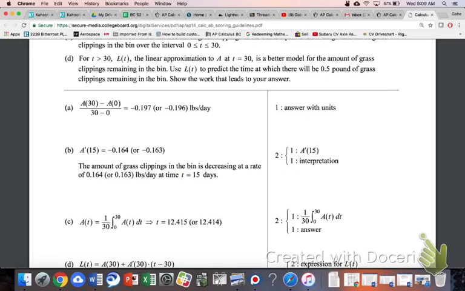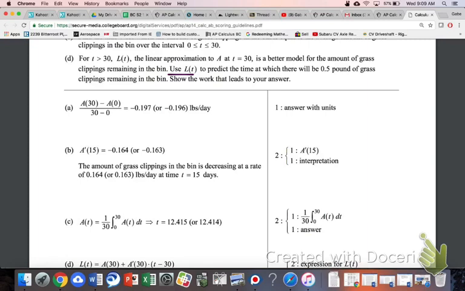So D says once you get beyond T equals 30, L of T, linear approximation to A at T equals 30 is a better model. So in other words, they're saying once you get beyond the end of the month, essentially, then the rate of change, or excuse me, the amount of grass clippings is better modeled by a line, a tangent line to A at 30. So it says use L of T to predict the time at which there will be half a pound of grass clippings remaining in the bin. Show the work that leads to your answer. So if we're going to use L of T, then we need to have L of T.